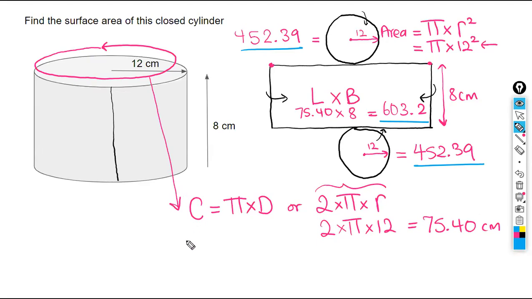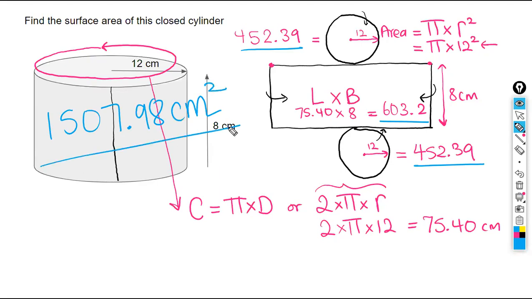And I'm getting this for my final answer. 1,507 roughly 0.98 centimeters squared. Right? Confirm it, just don't sit down quiet in class. Make sure you work it out, and make sure you physically see that appear on the calculator.